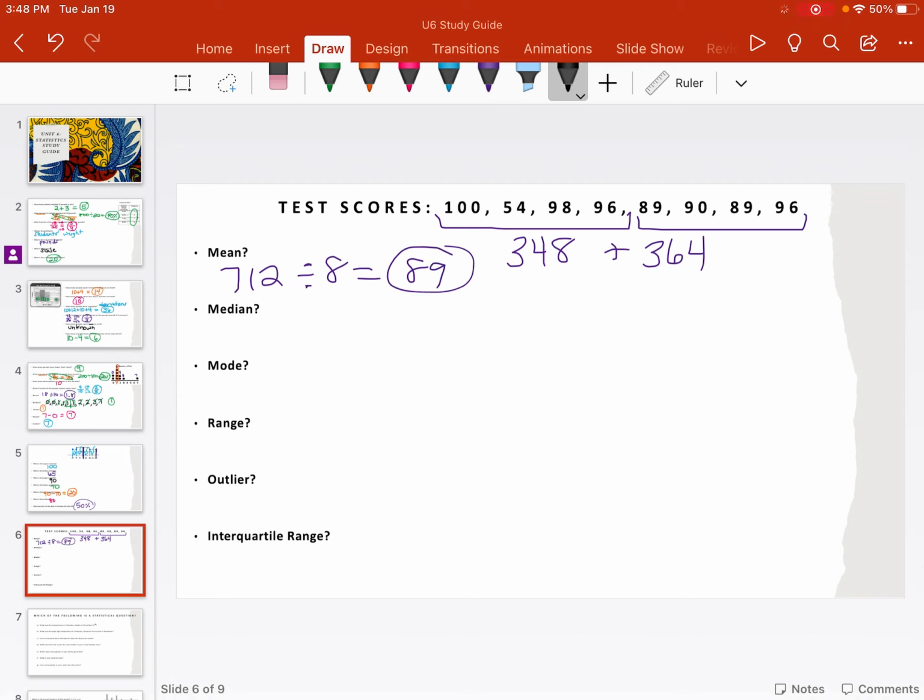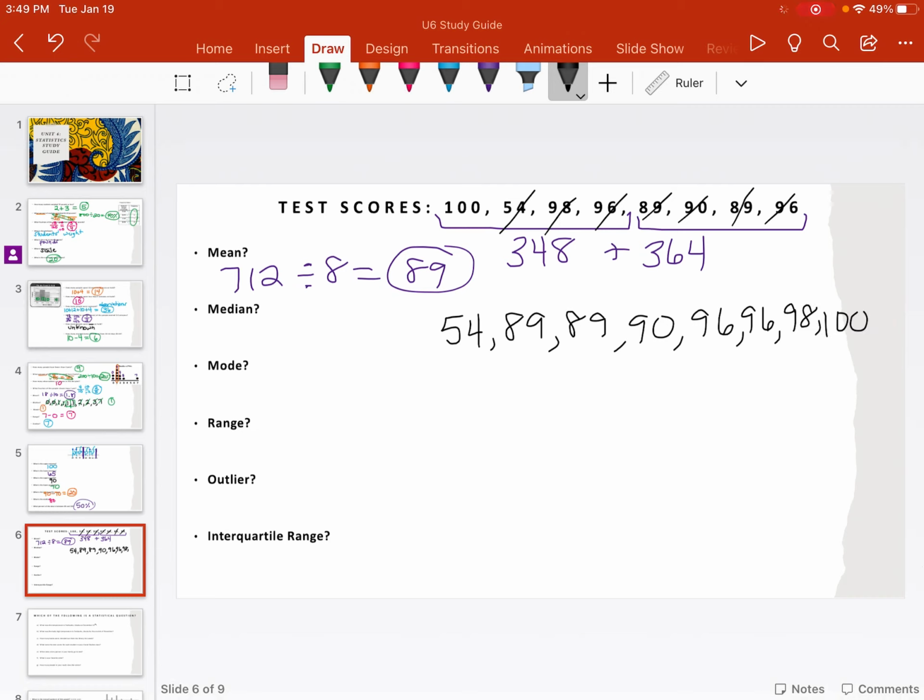Now for my median, I'm going to take those original numbers and I'm going to relist them least to greatest. So 54, cross it off. Then I see 89 and another 89. Oopsies. And then 90, 96, another 96, 98, and 100.